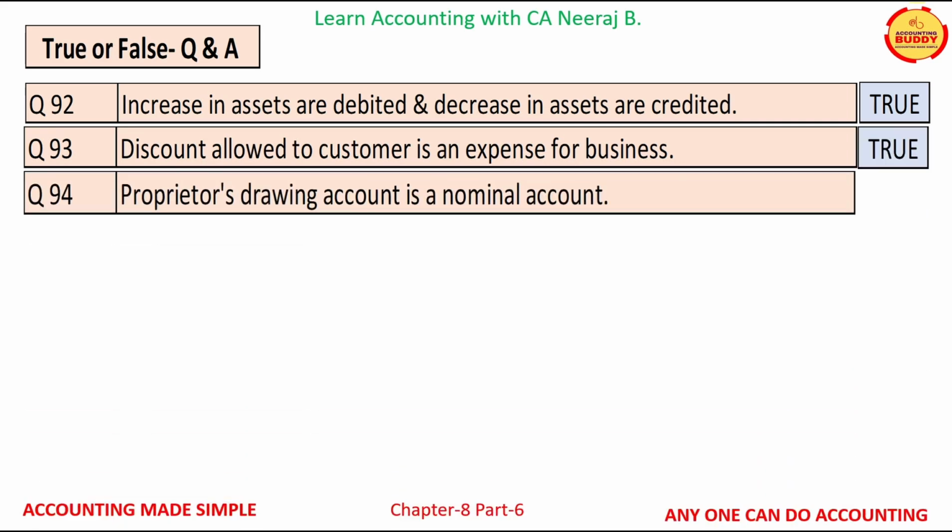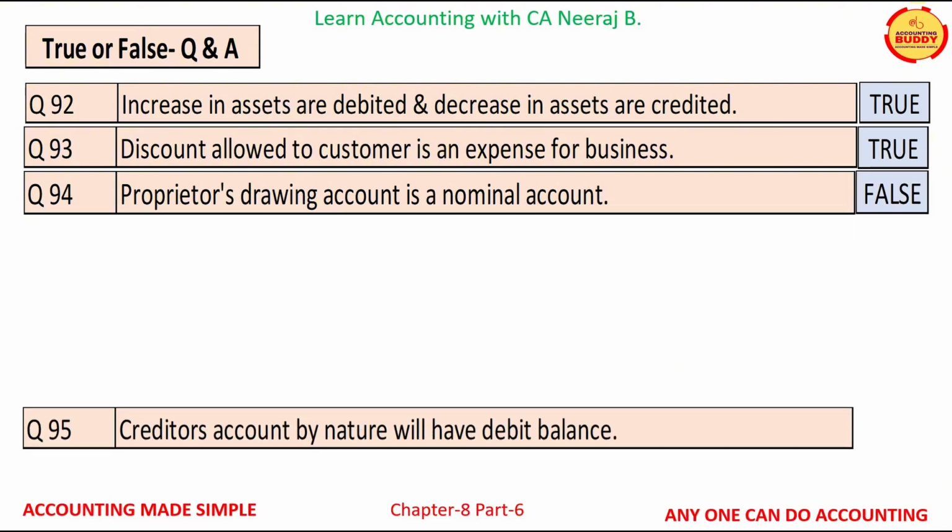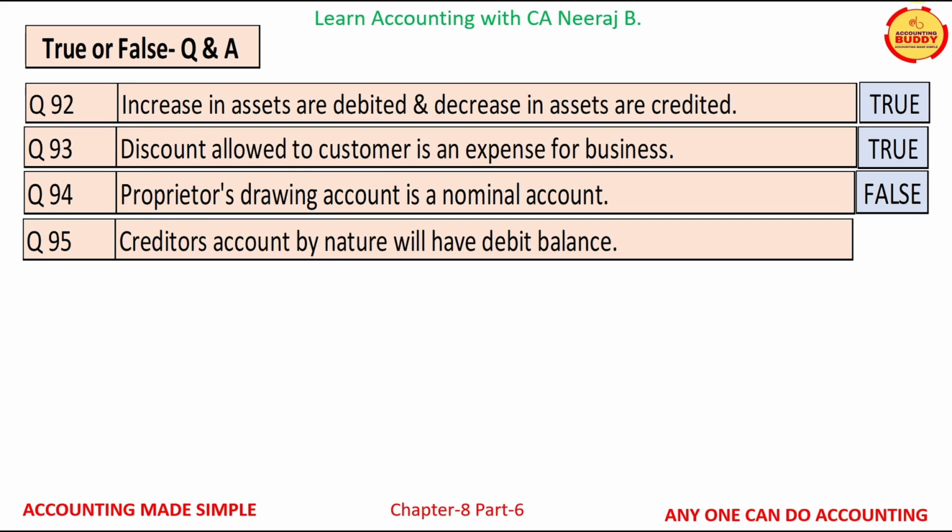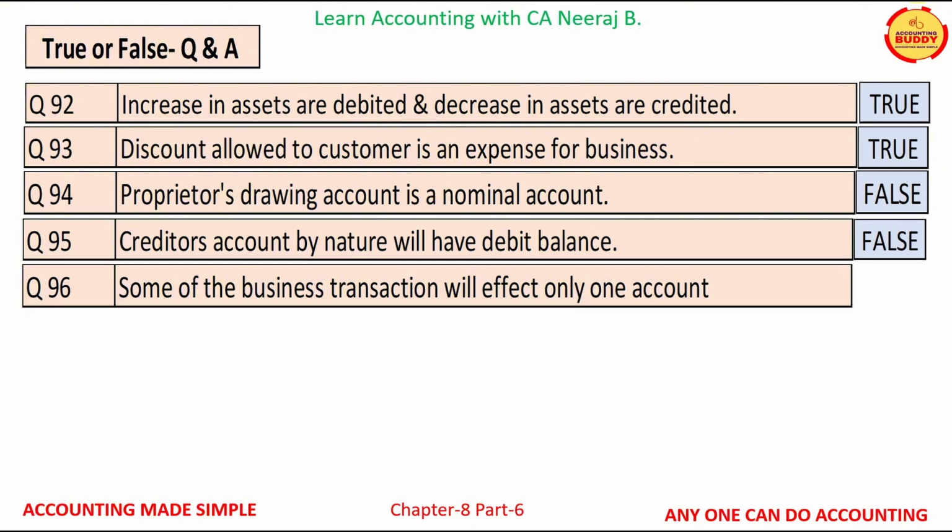Question number 94. Proprietor's drawing account is a nominal account. This is a false statement. Question number 95. Creditor's account by nature will have a debit balance. This is again a false statement. Question number 96. Some of the business transactions will affect only one account. This is a false statement.